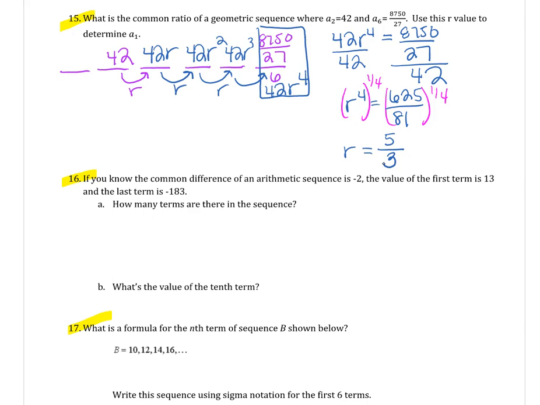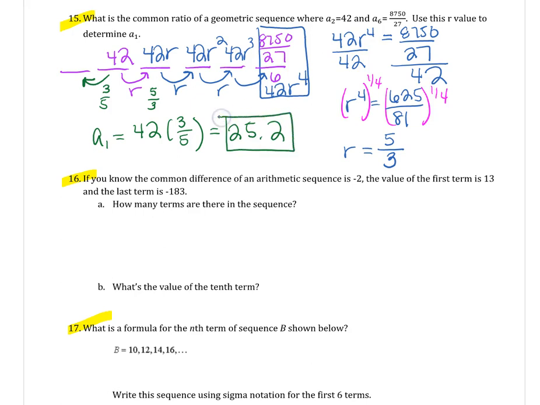So now I'm going to use this to figure out the first term. So, going backwards, if I'm multiplying by 5/3 going forwards, going backwards I'm multiplying by 3/5. So a sub 1 is going to equal 42 times 3/5, which gives me 25.2. And that's your first term.